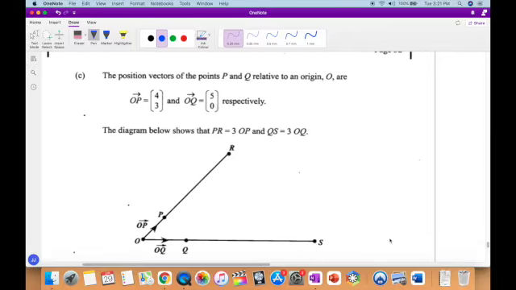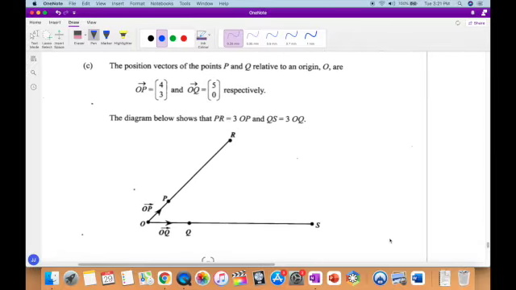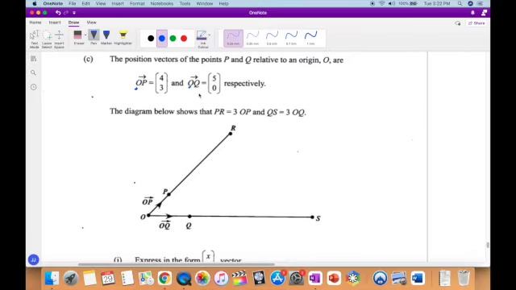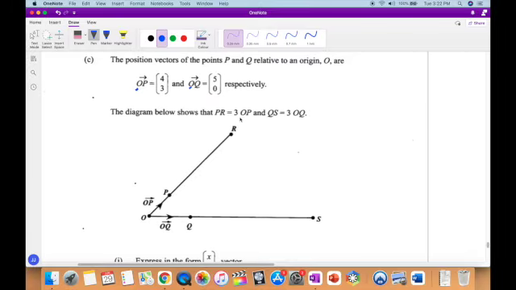Vectors. The position vectors of points P and Q relative to an origin O are given. You can see here that they both come from the origin. And I believe we did do this question in class already. The diagram below shows PR being 3 times OP. So PR here, this is 3 OP. So 1, 2, 3, and OP here, this is 4. So this is a section with 4 OPs in it.